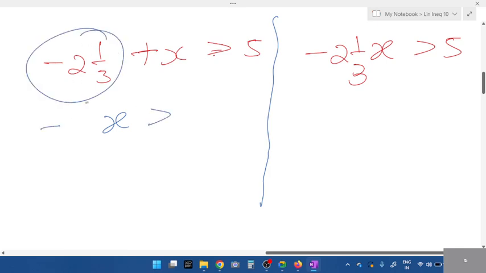Okay, let me convert first. 2 3s are 6, 7 by 3. Look at x, it remains as it is.